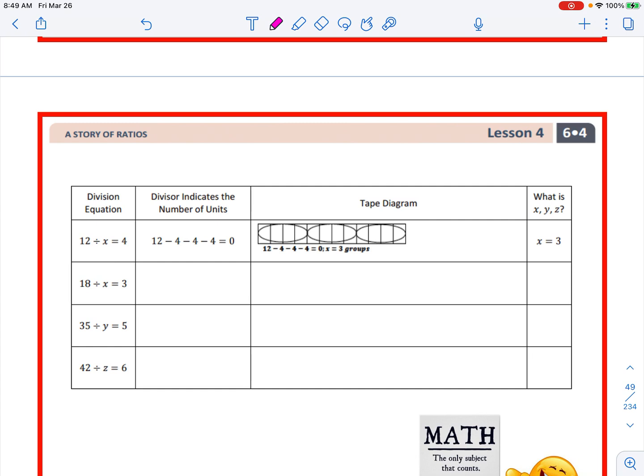Now let's do the same thing with 18. Now we have 18 divided by x equals 3. X equals 6, so that means we need to take away 3 6 times from 18 to equal 0. Then we're going to make a tape diagram with 18 units.